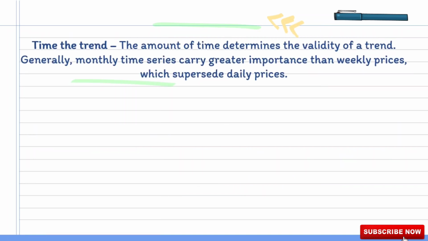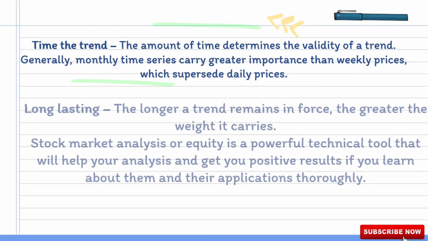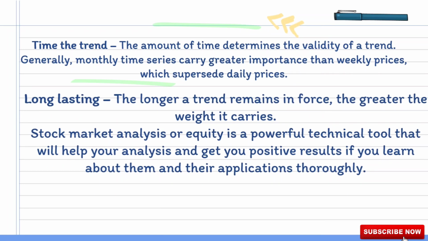Time the trend. The amount of time determines the validity of a trend. Generally, monthly time series carry greater importance than weekly prices, which supersede daily prices. And last, long lasting. The longer a trend remains in force, the greater the weight it carries.